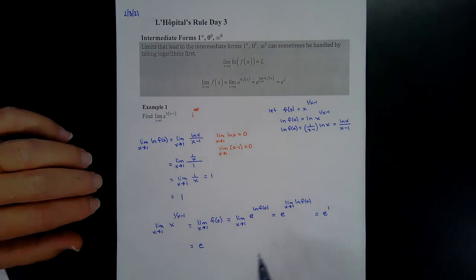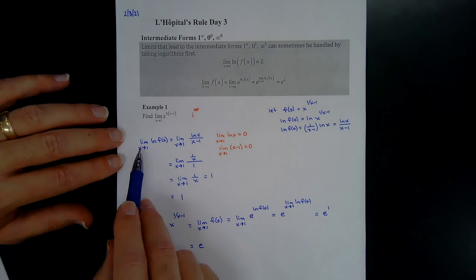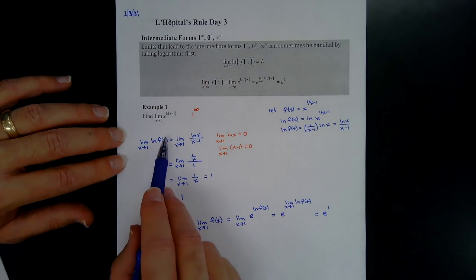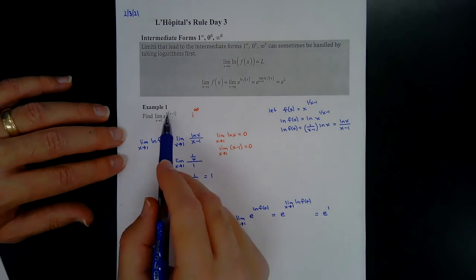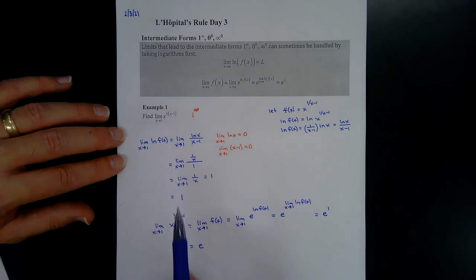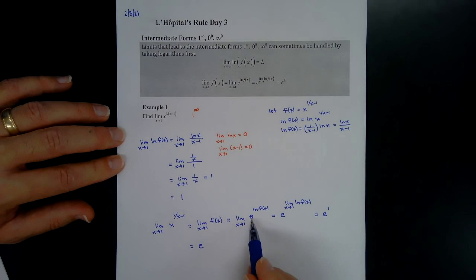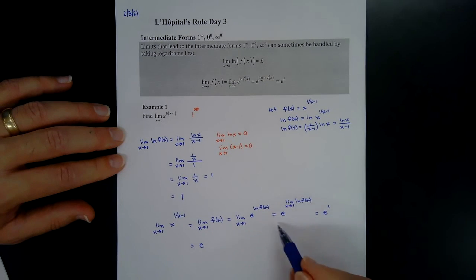But the key here is we have to find the limit as x approaches 1 of the ln of the function that we're trying to find the limit of. We're always going to call this one the function. Then to get it, we switch the actual function to f of x, and then we raise e to the ln because those are going to undo each other, and then we take the limit of this. If you skip this step, that would be okay.